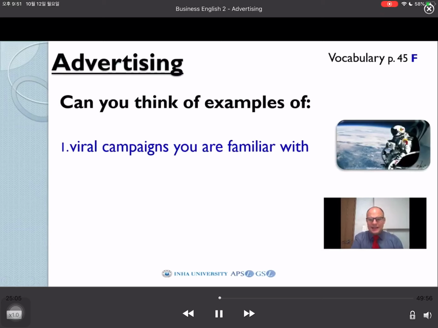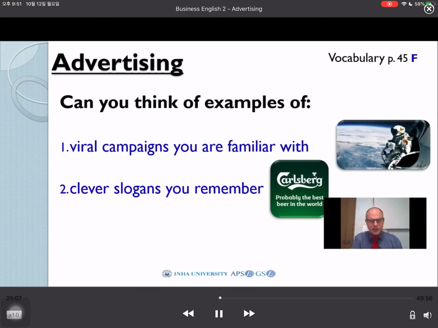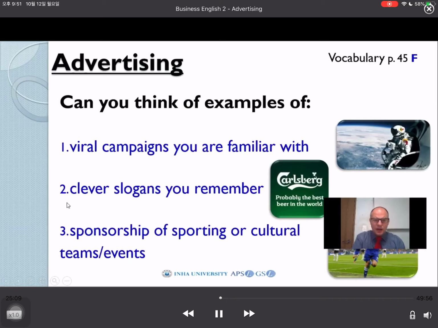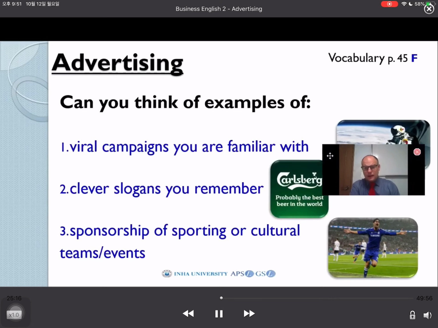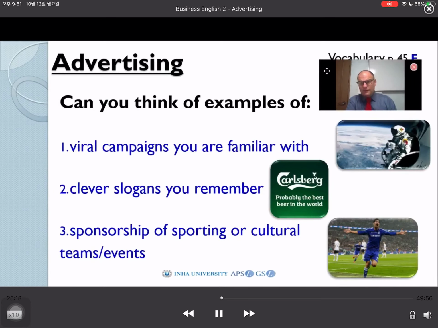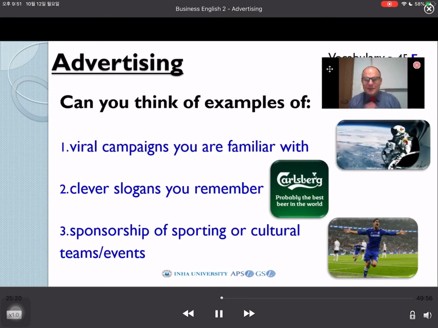And again, it's asking you for more examples. You've just given some examples of famous TV advertisements. Hopefully you thought of some and why they were good, and put those descriptions down. Now think of some examples of viral campaigns, clever slogans, and sponsorship of sporting or cultural teams or events.